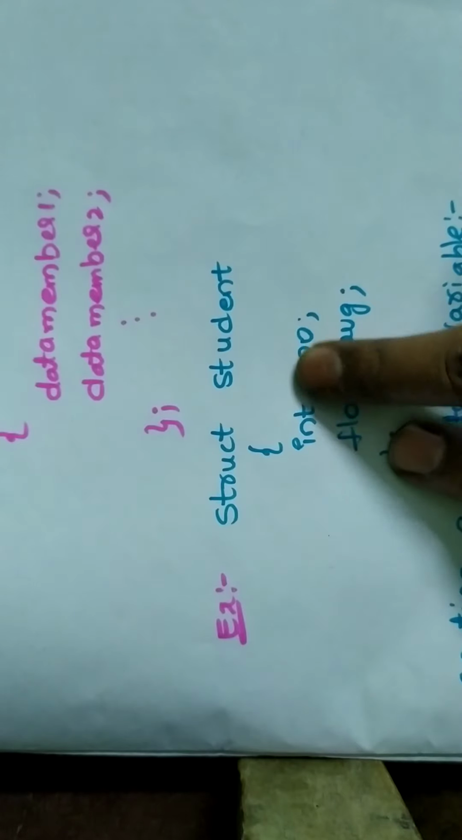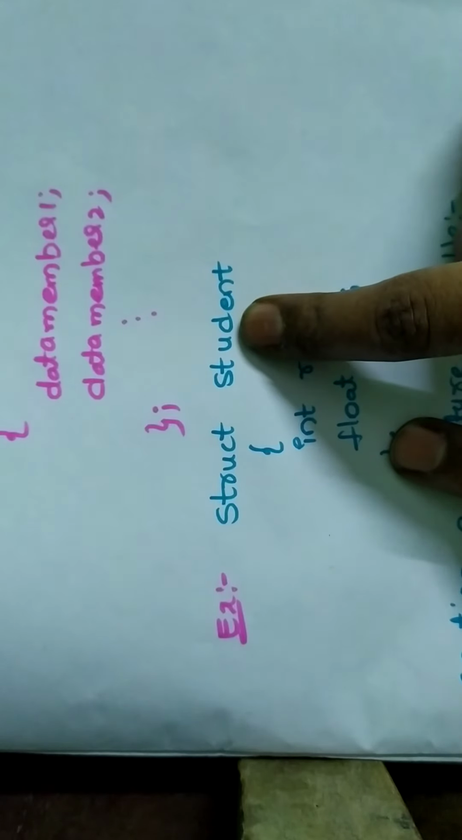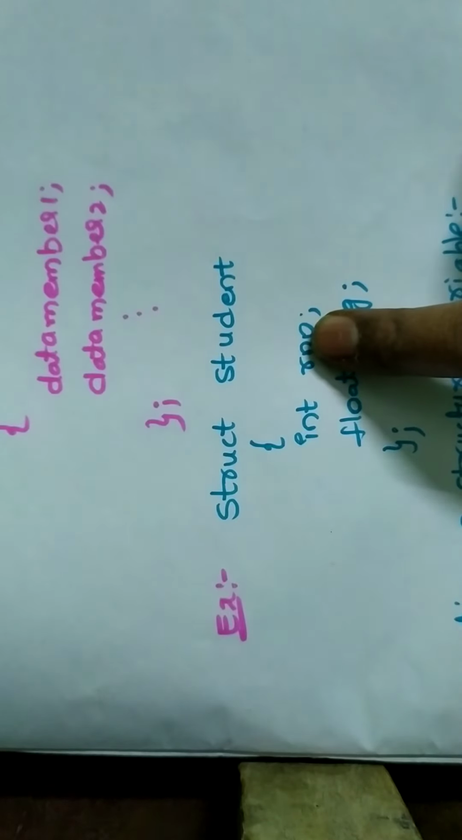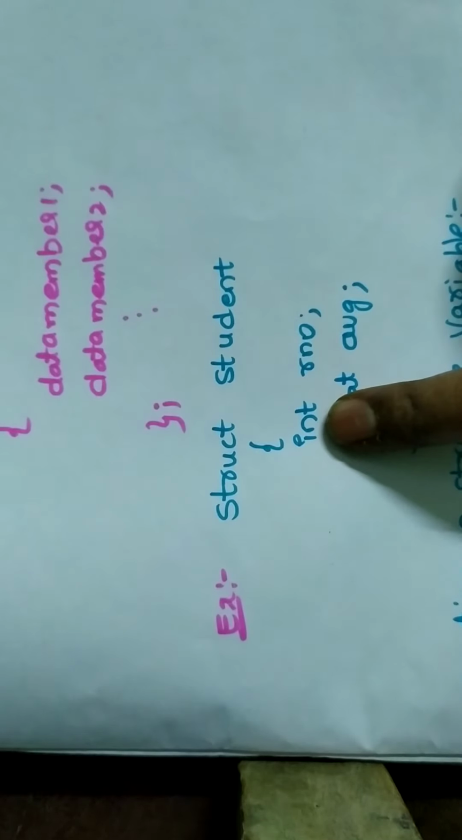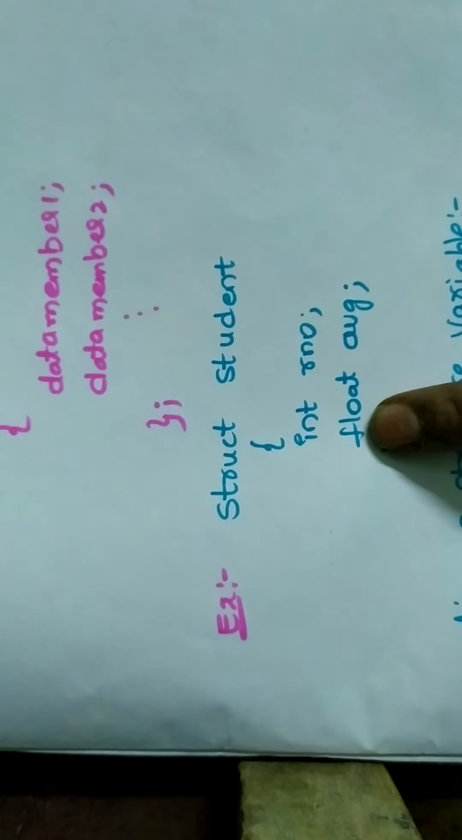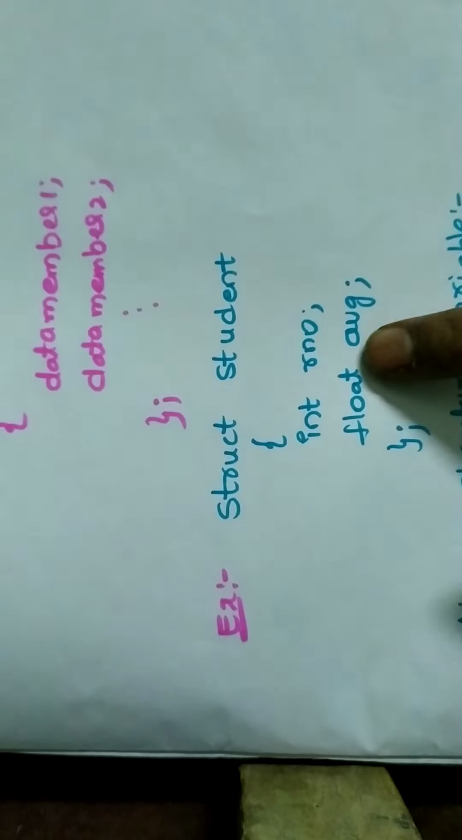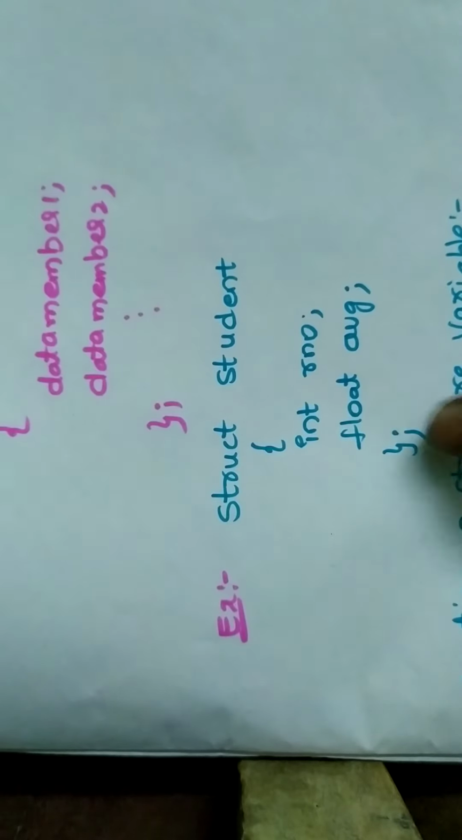So here two data members belong to this student only, but when you observe them individually, the first data member is of integer type and the second data member is of float type. So we are connecting them. We are combining these different data members logically using the structure concept. So this is the way of creating a structure.